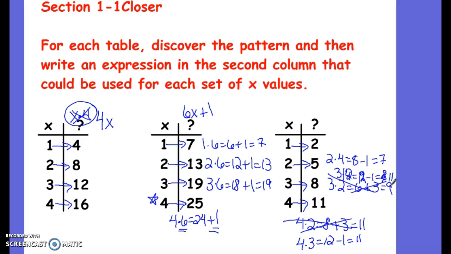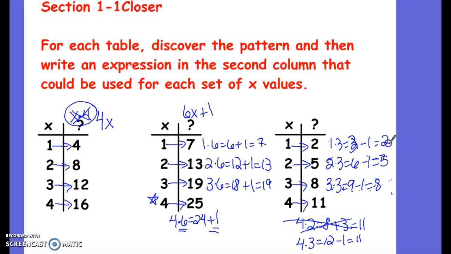Oh, we're not multiplying by 4 here. We multiply by 3. I was multiplying by 4 again. Aha, so you have to be careful. 3 times 3 is 9. 9 minus 1 is 8. 2 times 3 is 6. 6 minus 1 is 5. 1 times 3 is 3. 3 minus 1 is 2. So we found it. We multiplied it by 3 and subtracted 1.